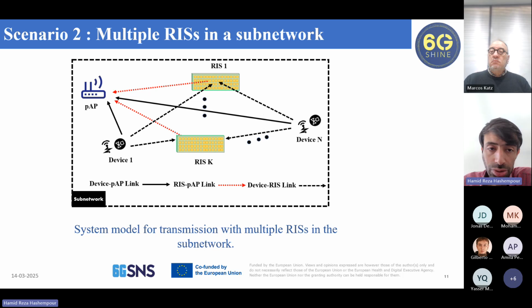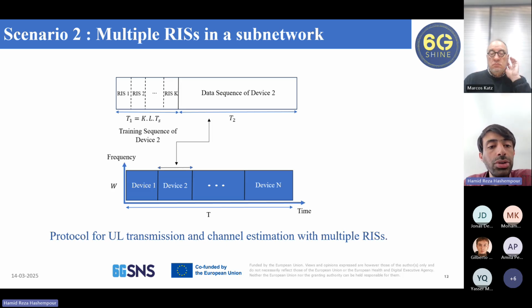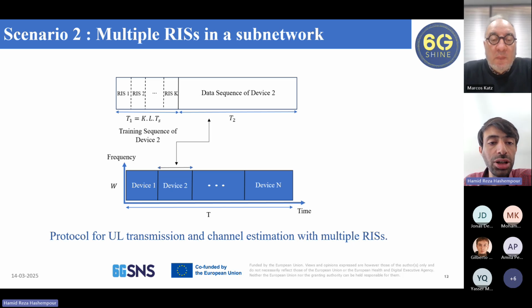To clarify more about our scenario, you can see in this figure that we use orthogonal time slots for transmission of each device. You know that a critical problem in RIS is the estimation of the channels, or the cascaded channels, between the RIS and the users. So we use a method based on linear minimum mean square error estimation, and we divide the time slot into K orthogonal time slots, one for each RIS, to estimate the channel of each RIS individually.